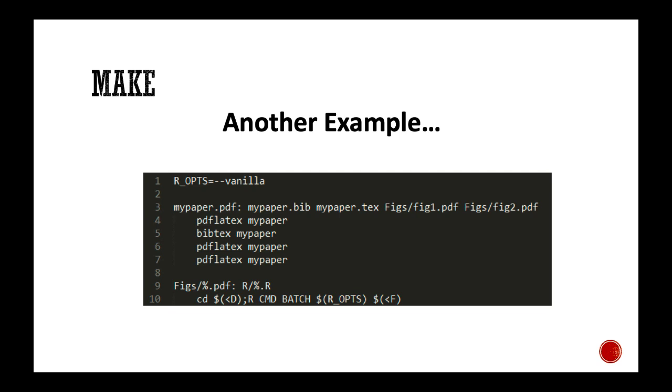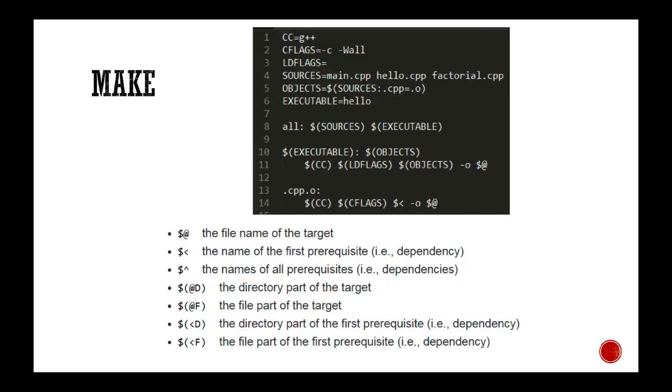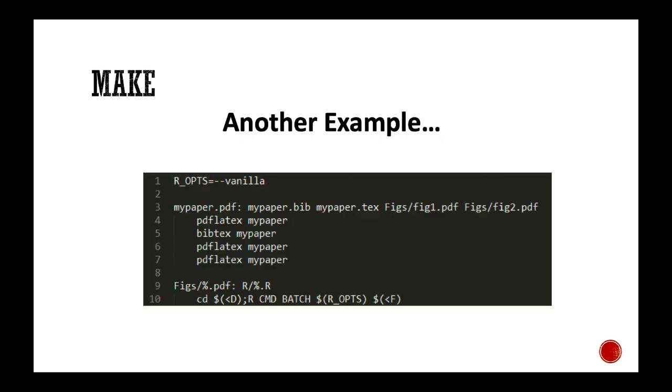Another example here is something really simple that runs multiple commands. You have my paper, right, which is something called LaTeX, and that depends on some figures. And we put all this stuff in here. You'll see the beginning looks really plain, but then on lines 9 and 10, we have this crazy cd $(<D), the directory part of the first prerequisite, command, right? So all this kind of stuff that we can do and go crazy with and make it rock. So there's lots of options with Make.